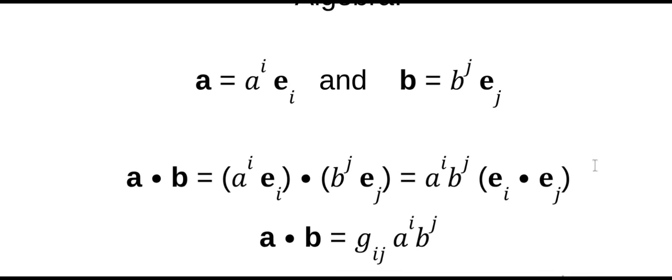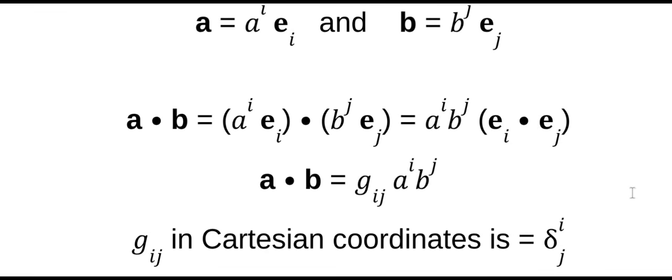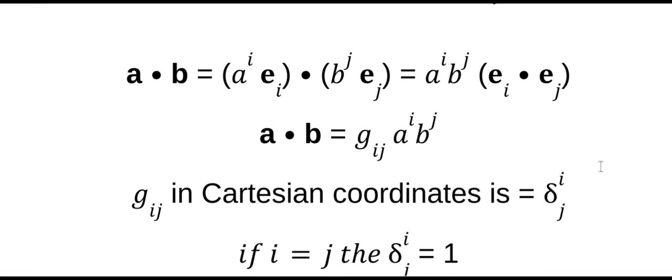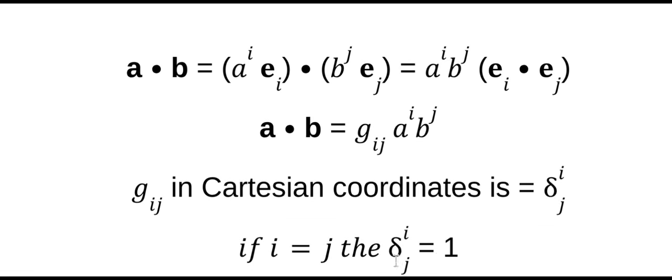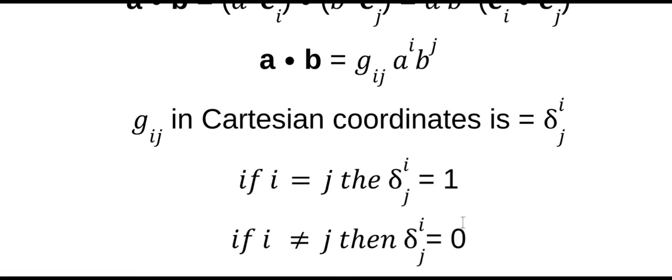So the dot product of A and B is equal to the metric tensor g_ij times the components of the two vectors. Now, most linear algebra is done in the Cartesian coordinate system, and the metric tensor in Cartesian coordinates is given as the Kronecker delta ij. So if i equals j, then the Kronecker delta is equal to 1. If i does not equal j, then it's equal to 0. So there's only two choices, right?